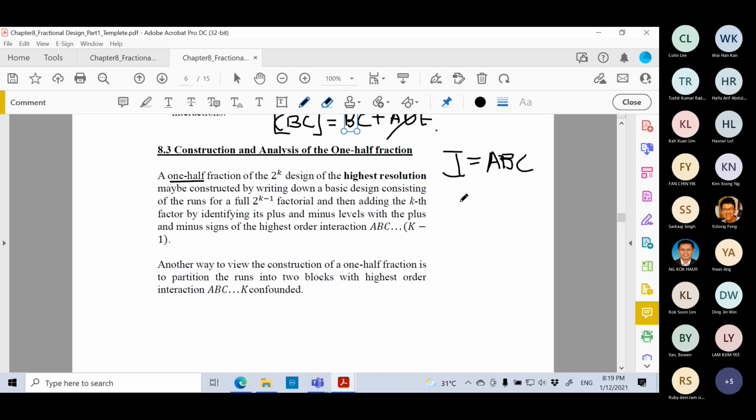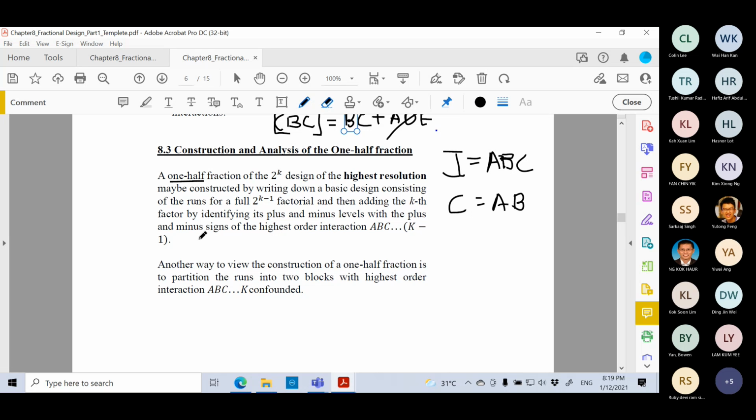Okay, so if you multiply here, you get C equal to AB. This is what they mentioned to you: if we consist of the three factors A, B, C, we write it out as only AB first, and then the third factor, C, the K factor, you just multiply from the defining relation here, and you will get C equal to AB. So it means you can rewrite it down, the plus minus sign, from the ABC until the K minus 1 factor.